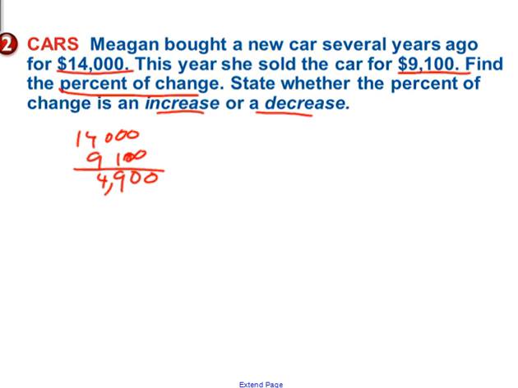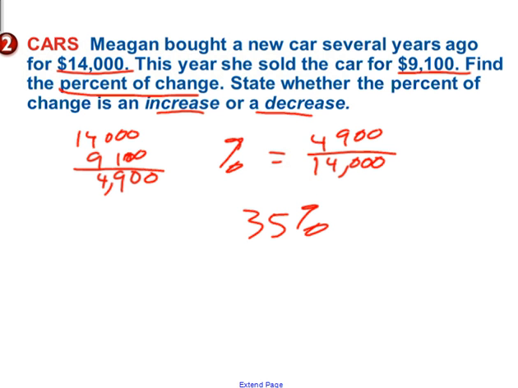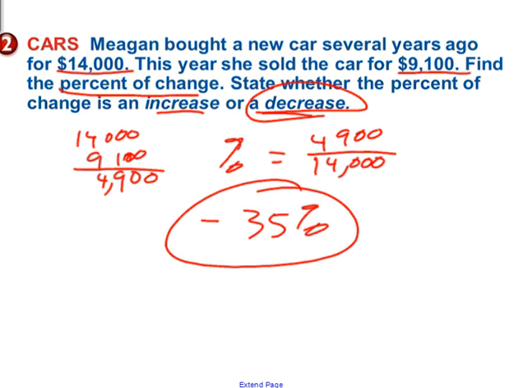That's a decrease of $4,900. So the percent of change would be equal to 4,900 divided by the original price of 14,000. So again, my calculator. And it looks like a 35% change, and since it went down, it's a negative 35%, or a decrease. This was a decrease in the price.